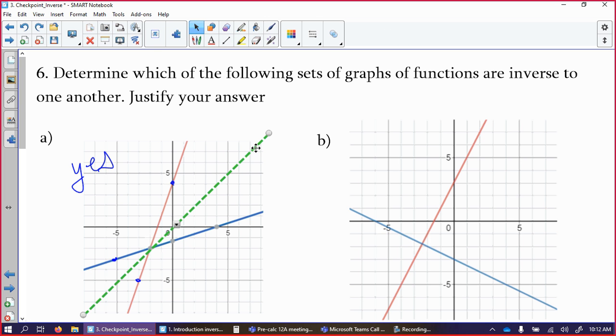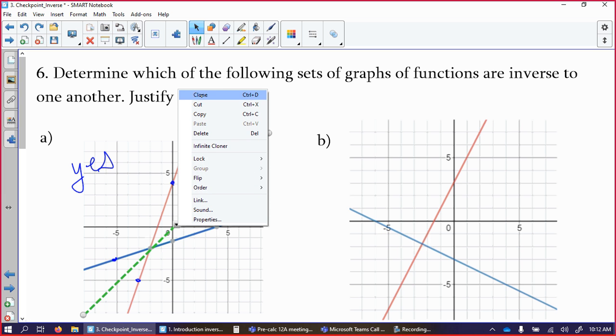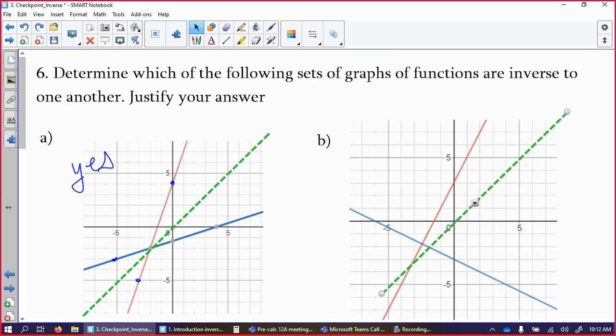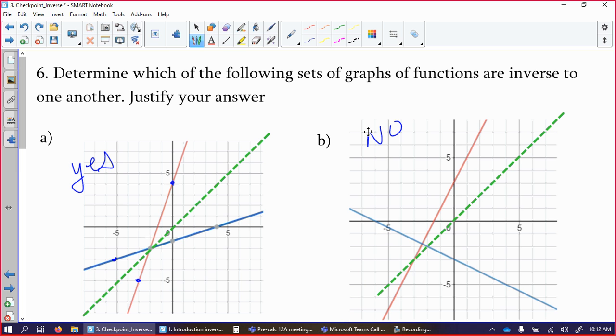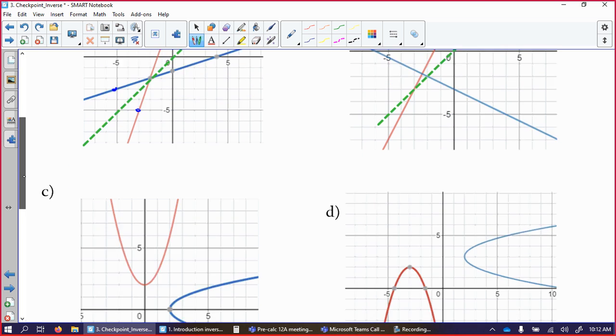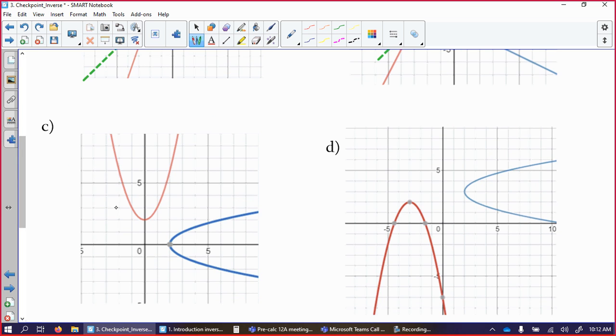Why don't I just clone? Are those two inverses? Well, 0 and -3, there's no point that's -3 and 0. 0 and 3, there's no point over here that's 3 and 0. So that one's a no. Those two look to be.